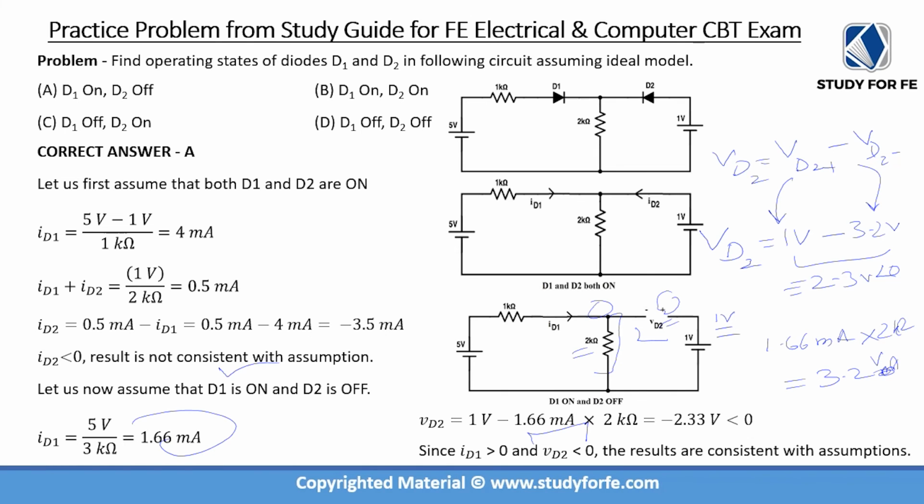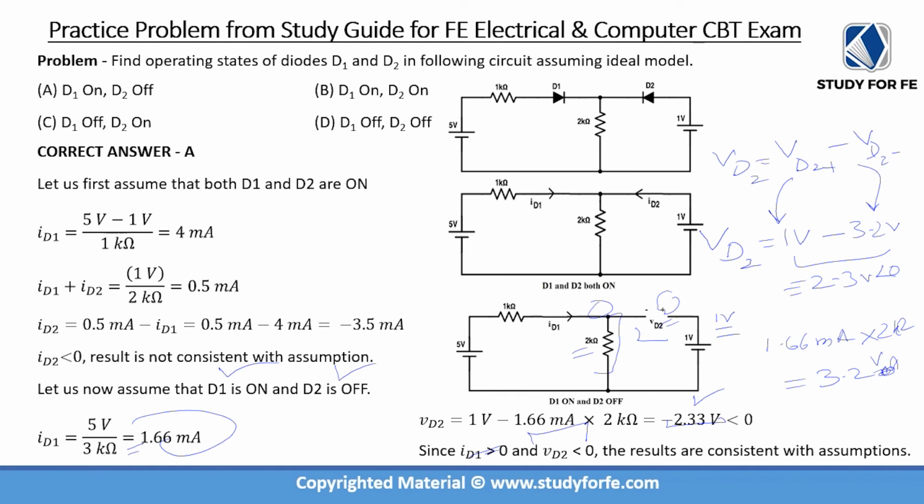So D1 is on and D2 is off, and the current passing through D1 is equal to 1.66 milliamps, and the voltage across D2 is negative 2.33 volts. Now, if for some reason this voltage turned out to be positive, then we would have to make use of another set of assumptions. So this is how you would solve the diode circuits iteratively.